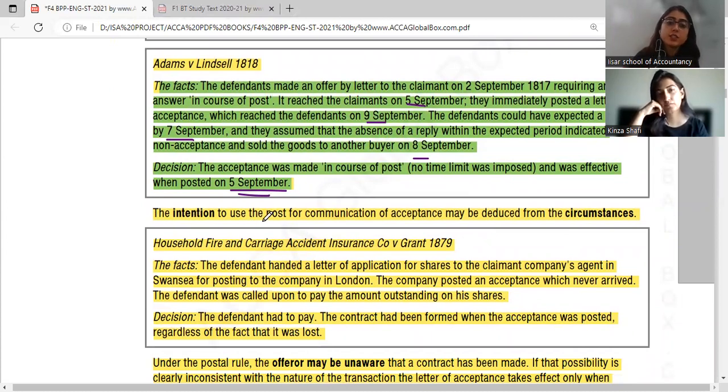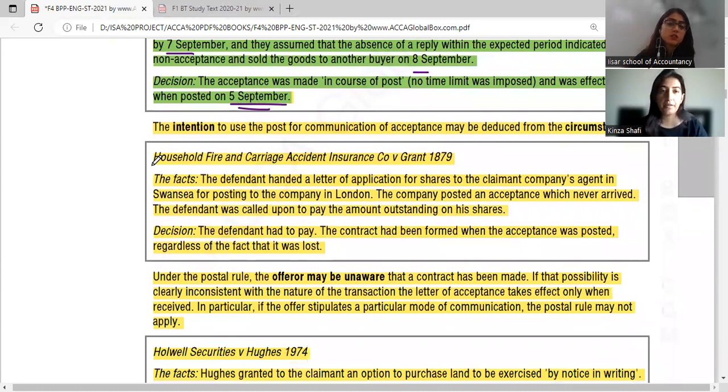Next, the intention to use the post for communication of acceptance may be deduced from the circumstances. All right, so you also have to see the intention, whether there was an intention to use the post or not. Because sometimes, just to show that we are not being biased, we have posted it and written the time limit, but we are saying you have to accept it in 2 days. So obviously there's common sense that in 2 days the post cannot go and come back. Exactly. The intention should be clear, and we should be given a normal, feasible time.